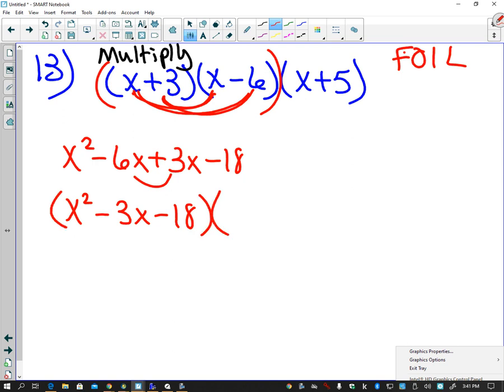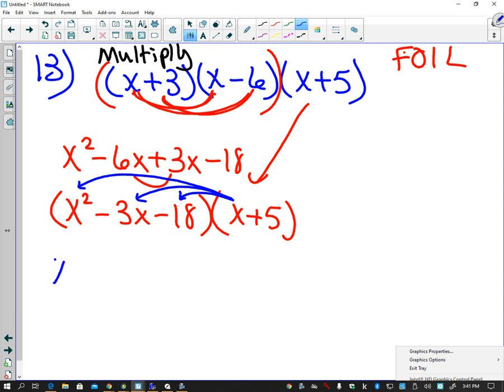So now we're going to bring down this x plus 5. Okay, and now we're going to distribute the x and the 5 to all the terms on the left. So here, here, and here to start with. So we've got x cubed minus 3x squared minus 18x. Now we're going to do the same thing with 5.